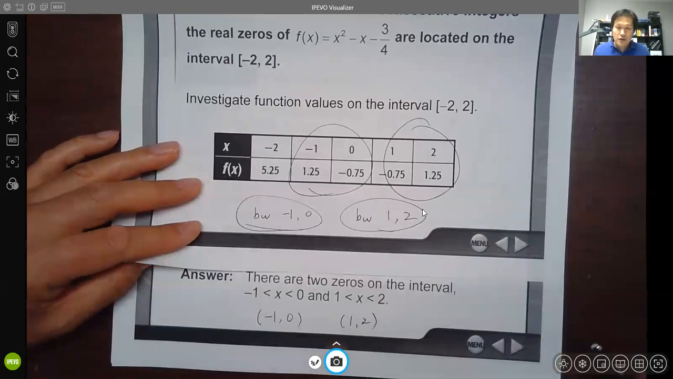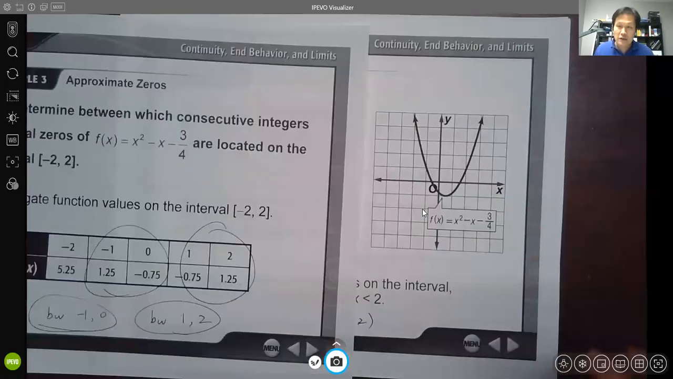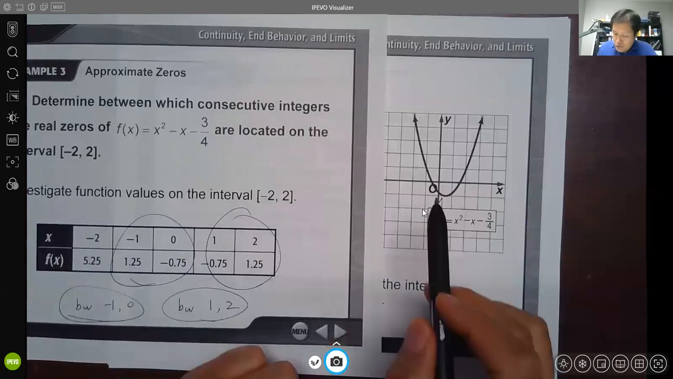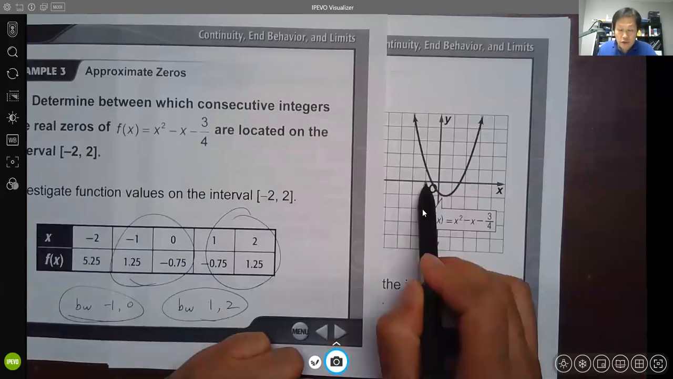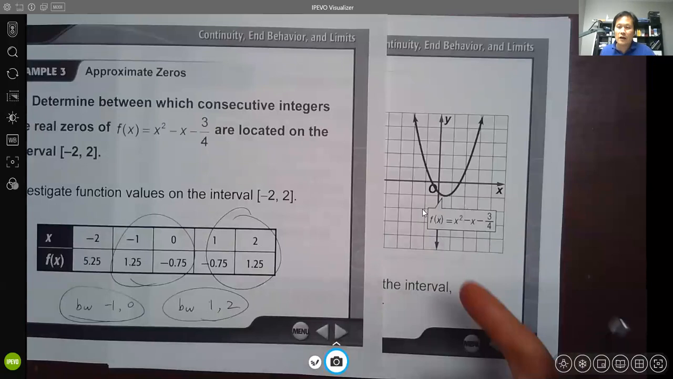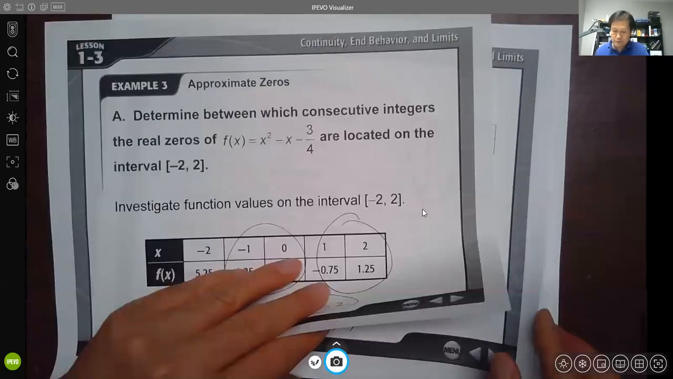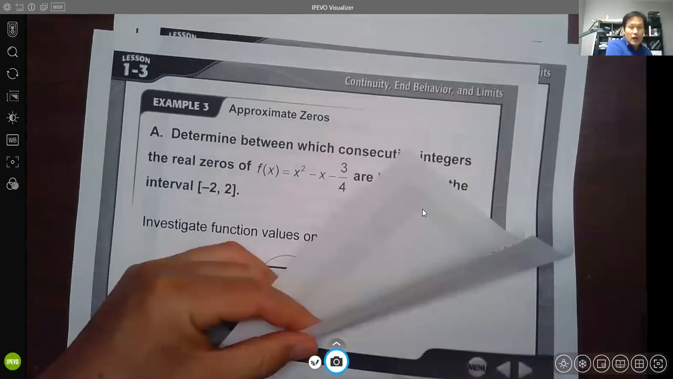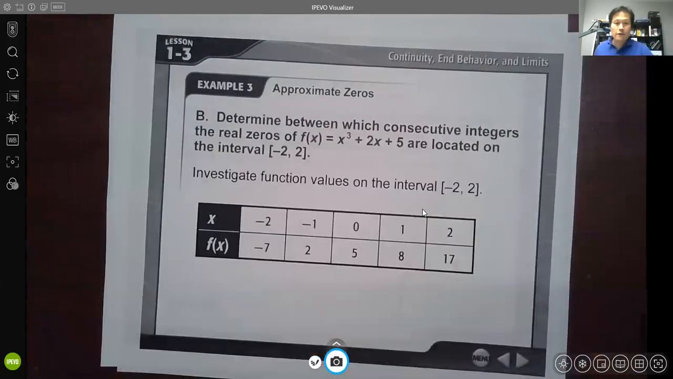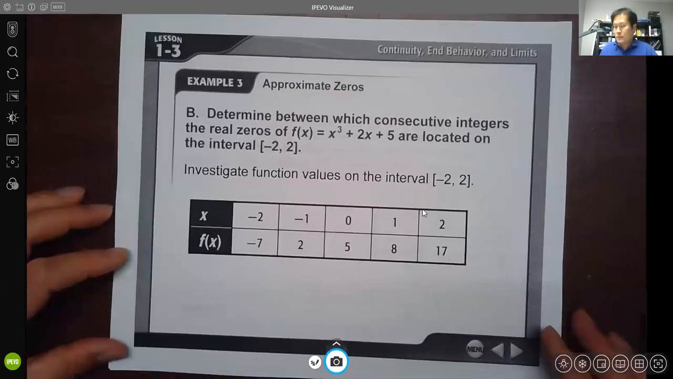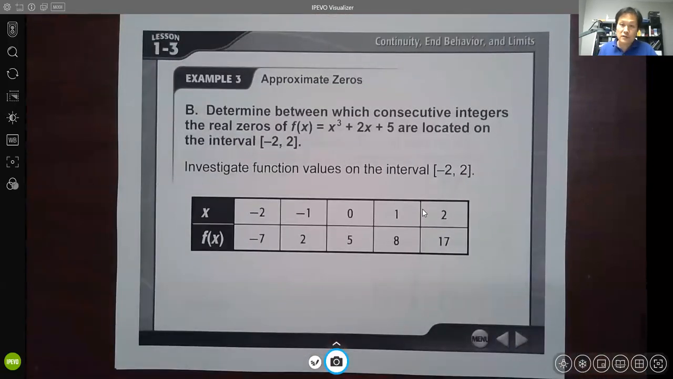It's a lot easier if you have the graph right in front of you. It's a no-brainer right there. Between -1 and 0, there's a 0. Between -1 and 0, between 1 and 2. Just by looking at the graph, that's even easier. But I have to ask you to try without looking at the graph, just by looking at the table. You try, please.